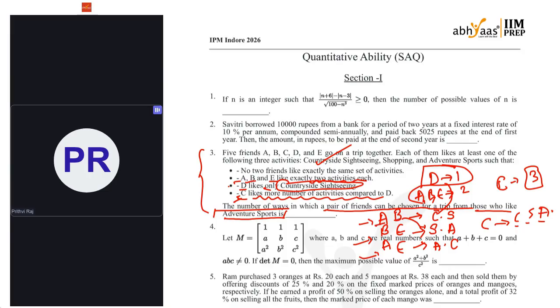A, B, and E like only two sports. They never said A and B will go, and they never said B and E have to go. Only A, B, and E have to pair up. No, yeah, you may pair up with C also. C and A can go.